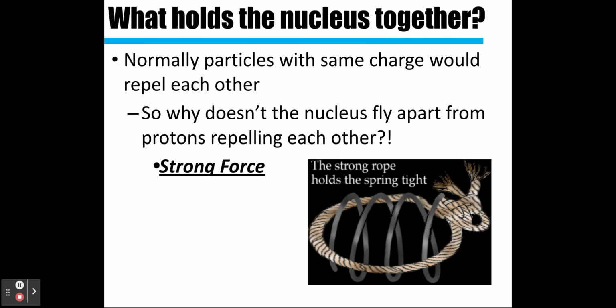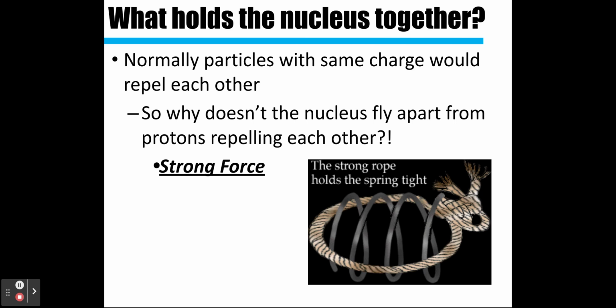So it's kind of like this rope, right? So you've got this spring, and the spring wants to unravel. The spring wants to come up, wants to stretch out. It's pulling apart to go back to its normal size, right? But the rope is tied around the spring, kind of holding it together. So the rope is analogous to a strong force. So there's a strong force holding the nucleus, holding the positive protons together.